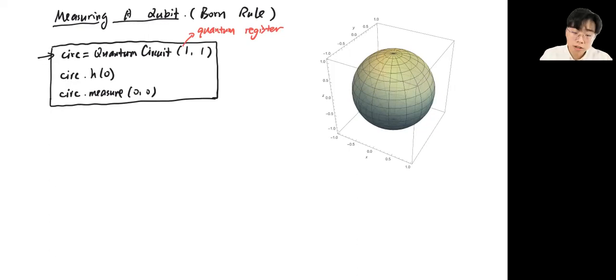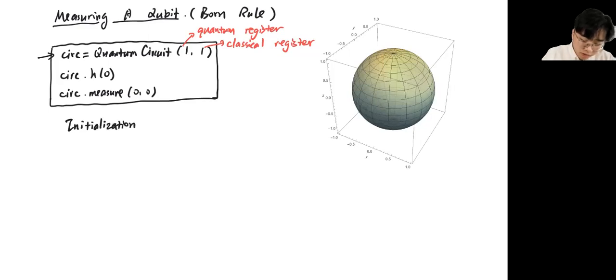Here we initialized a quantum register of size 1, so 1 qubit, and a classical register of size 1 also for storing the measurement outcome of the quantum register later. So after the initialization step, we have a qubit in quantum state 0.